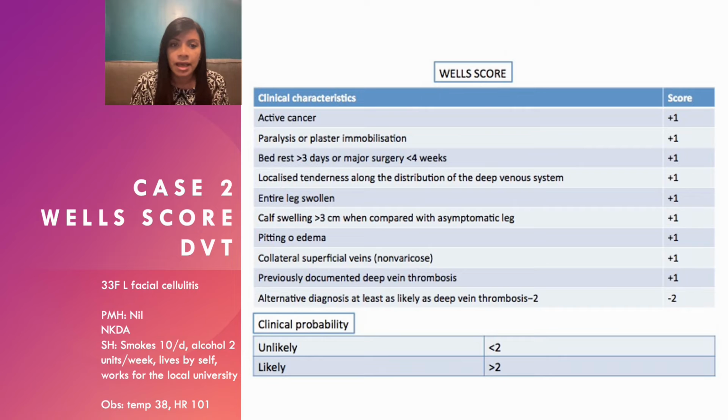So if we are calculating our patient's score, she has had bed rest for more than 3 days, yes. Localized tenderness, yes, she has that. Entire leg swollen, not quite, but her calf is swollen. And we'll say, for the sake of this, she has pitting edema. So that means when you press in, you can still see your fingerprint. And I don't really like the last thing, the alternative diagnosis at least as likely as deep vein thrombosis. I think it's very subjective. But yeah, so we'll say for this, she scores a 4. So she's scoring as likely for a DVT.